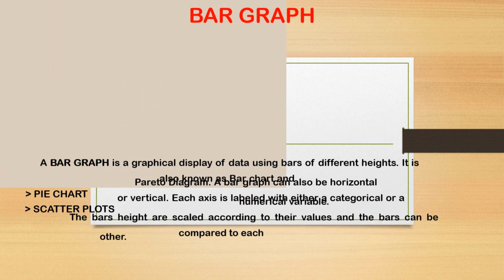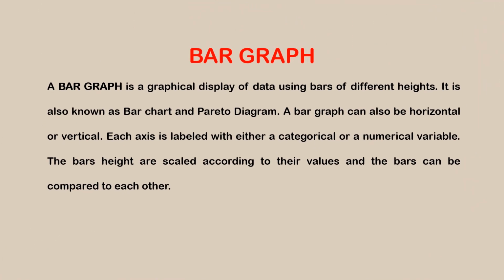Let's begin with the bar graph. A bar graph is a graphical display of data using bars of different heights. A bar graph can be horizontal or vertical. Each axis is labeled with either a categorical or numerical variable. The bars' heights are scaled according to their values, and the bars can be compared to each other. The bar graph is also known as a bar chart and Pareto diagram.